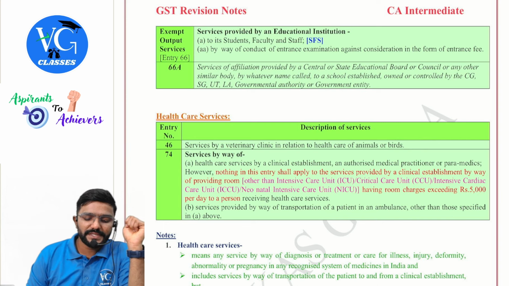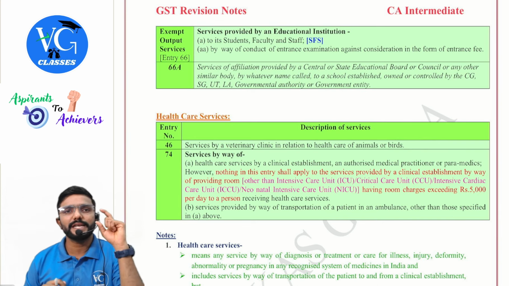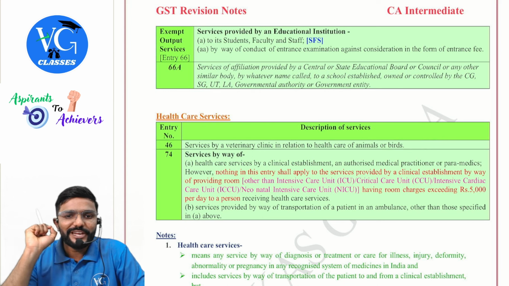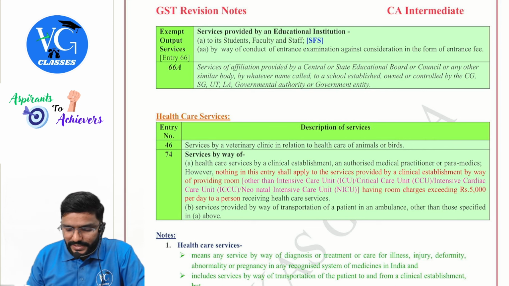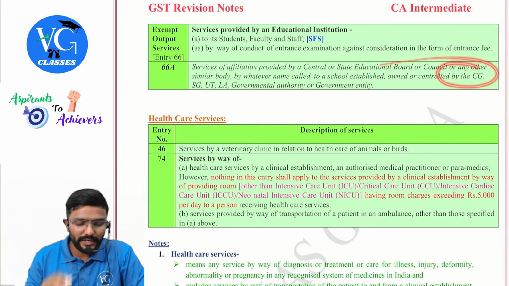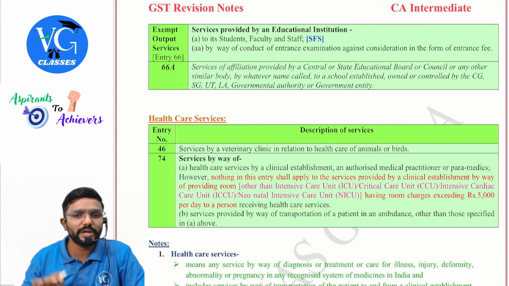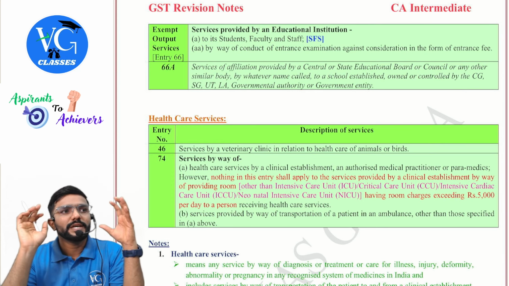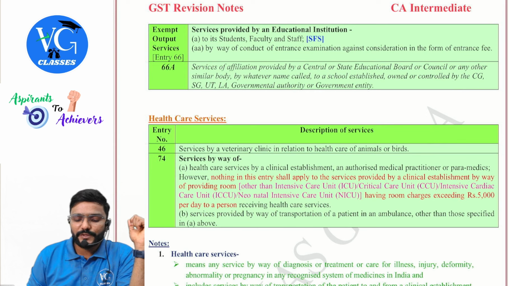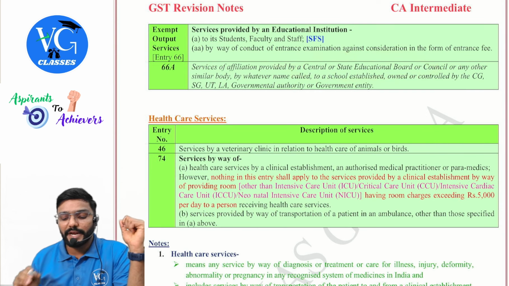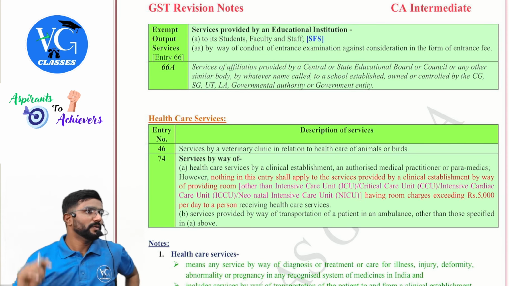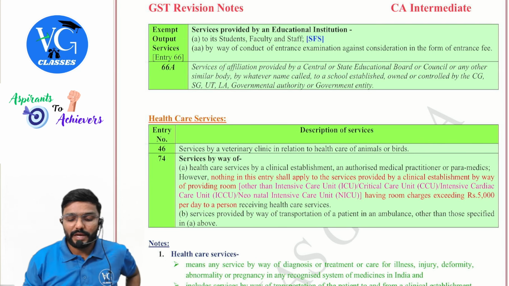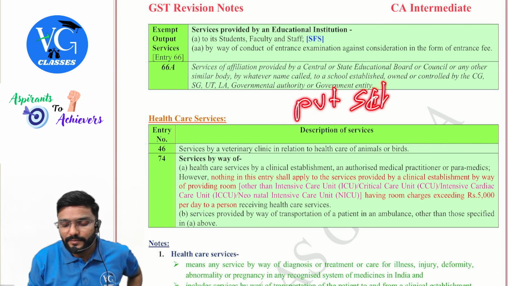Guys. Okay. Next, 66A, it is a new entry, amendment, guys, new entry. Services of affiliation provided by a central or state education board or council or any other similar body by whatever name called to a school established, owned or controlled by central government, state government, union territory, local authority, governmental authority or government entity. Guys, simple. Here they are telling any services provided by central or state educational board or council to who? To whom? Who is the recipient? Government schools. Only if the recipient is a government school, exempt. Sir, what if it is private school? Taxable, huh? Yes, taxable.